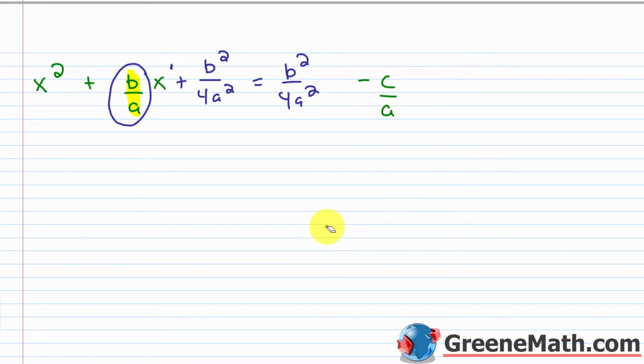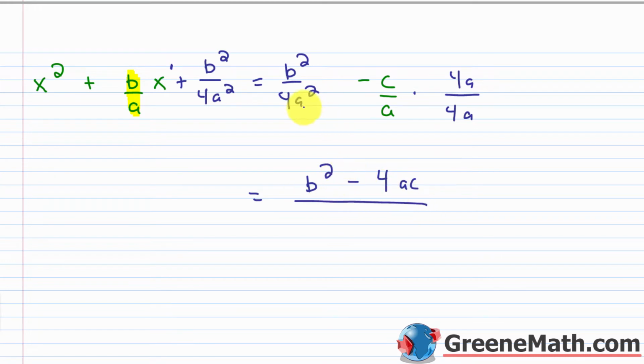Now, on the right side of the equation, I want to get a common denominator going. So how can I do that? Well, here I have 4a squared. Here I just have a. So if I multiplied by 4a, top and bottom here, I would get, let me do this down here, b squared minus 4a times c is 4ac, all over, this would now be a common denominator of 4a squared. Okay, so the right side, that's good to go.